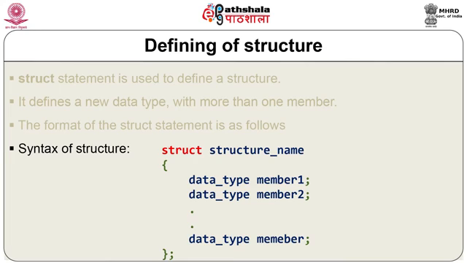The structure name and then brackets. In the brackets you can define various members of the structure, like data type member 1, data type member 2 and so on. So here you can see there are different members, member 1 to member n. These are also called structure fields.